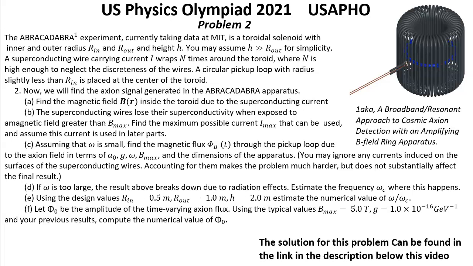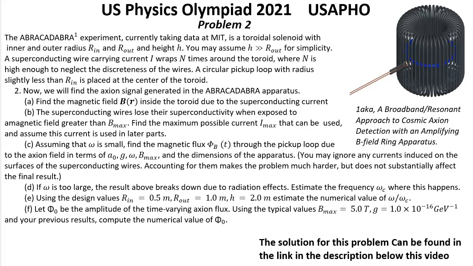C. Assuming that ω is small, find the magnetic flux Φ_B as a function of t through the pickup loop due to the axion field in terms of A0, G, ω, B_max, and the dimensions of the apparatus. You may ignore any currents induced on the surfaces of the superconducting wires. Accounting for them makes the problem much harder, but does not substantially affect the final result.